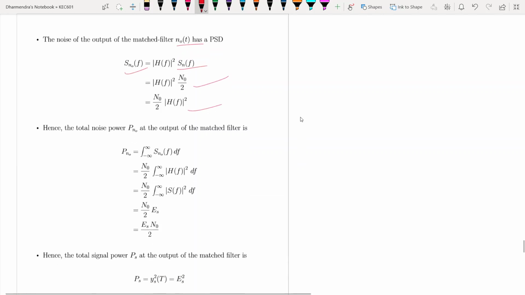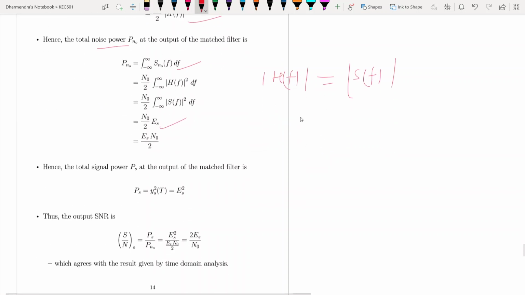Hence, let us calculate the total noise power. From the PSD we can calculate the noise power. PSD is the Fourier transform of the autocorrelation. So using Parseval's theorem, I can calculate the power from the PSD like this. Substitute S naught of f, and we know that the magnitude response of H is identical to the magnitude response of the transmitted signal. Substitute, this will be this.